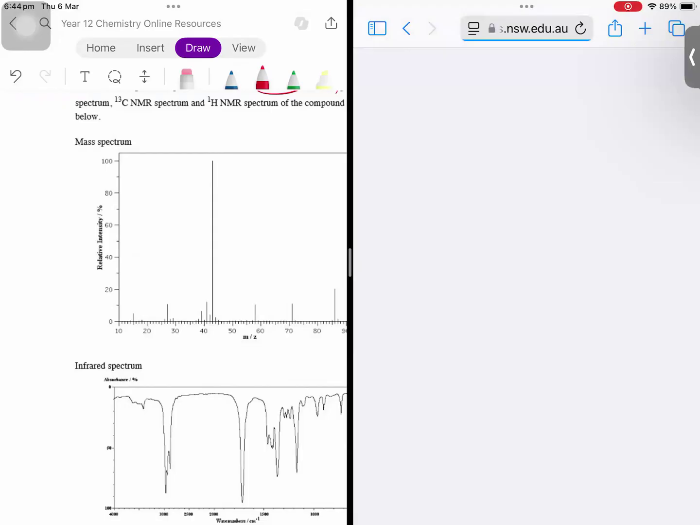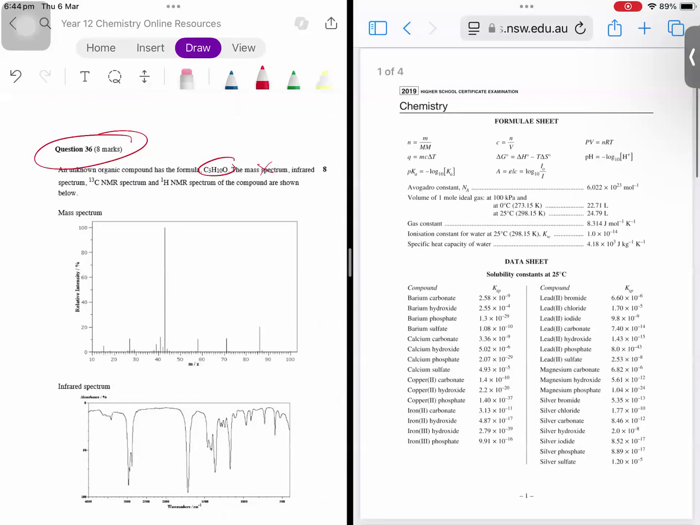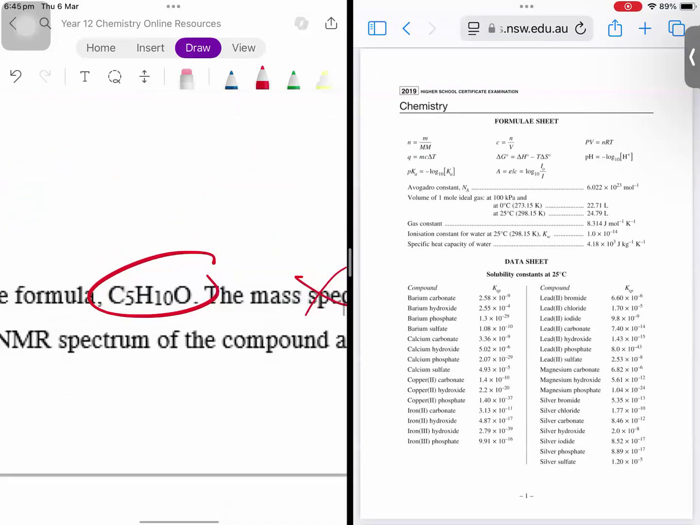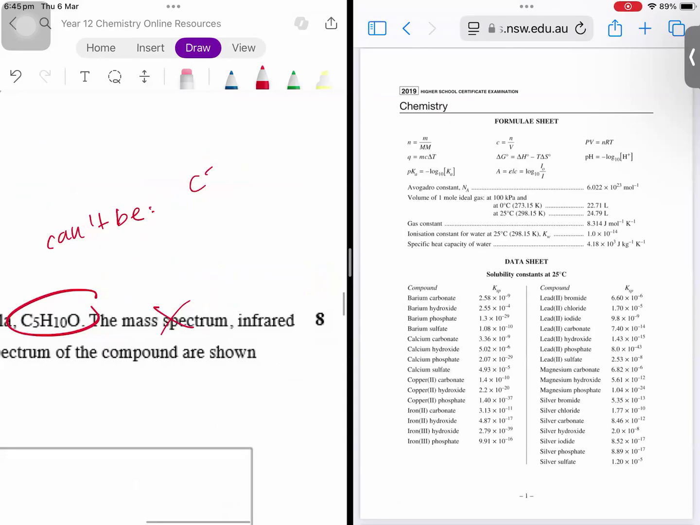So we have it open here. Now, guys, just do a process of elimination for me. C5H10O, there's only one oxygen. There are two functional groups in your HSC syllabus that it just can't be because it only has one oxygen and not two. We're going to narrow our search as we go. It can't be a carboxylic acid and it can't be an ester.